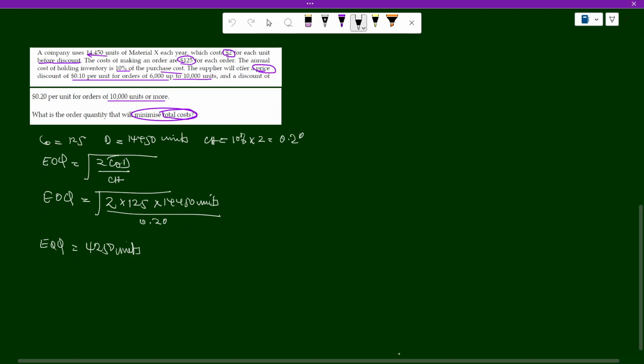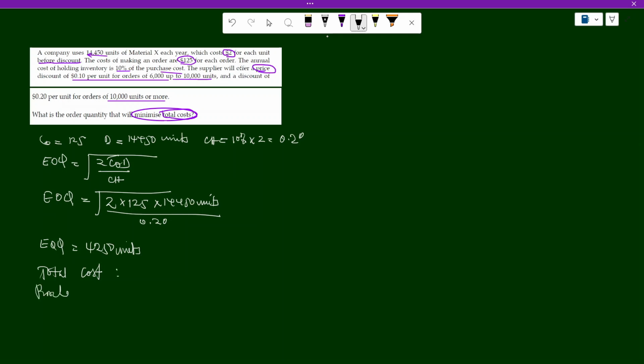Okay, so we have 4250 units. Now, the question is saying, what is the order quantity that will minimize your total cost? Now, to find the total cost, your total cost should be your purchase cost, your ordering cost, and your holding cost. The addition of these three will give you your total cost.